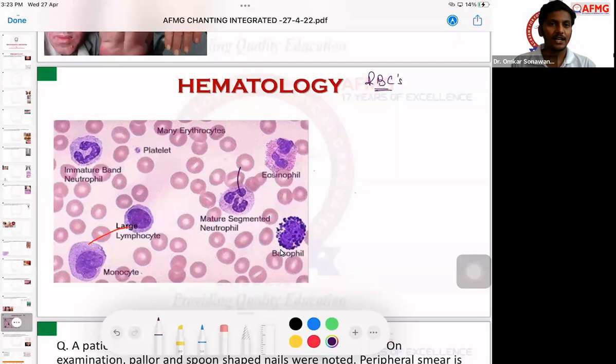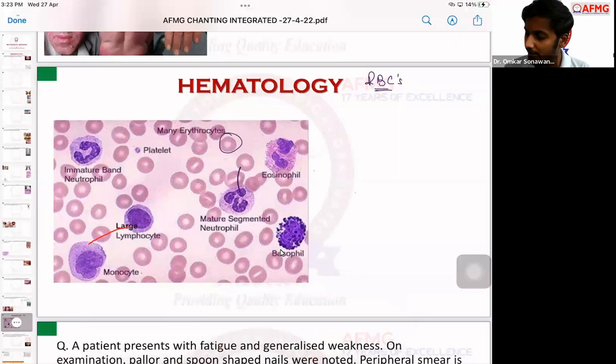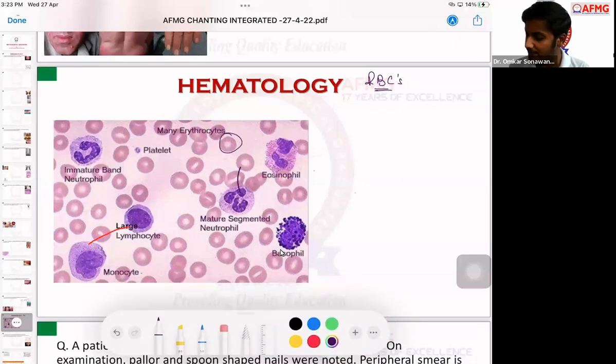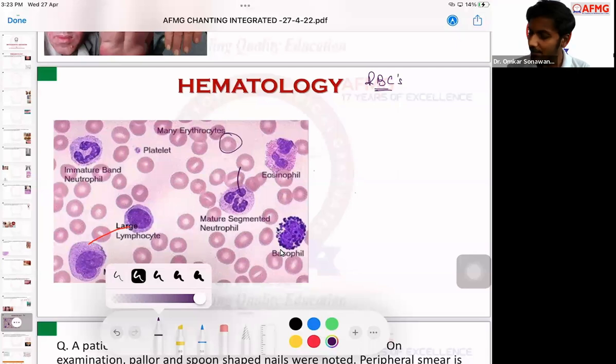Then on a peripheral blood smear, how to identify RBCs? First of all, the most abundant number of cells on a peripheral blood smear would be your RBCs, right? Secondly, you can see these RBCs would be red in color, okay? The RBCs would be red in color, and these RBCs would have a central pallor.